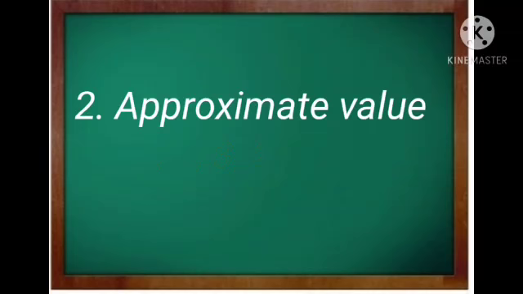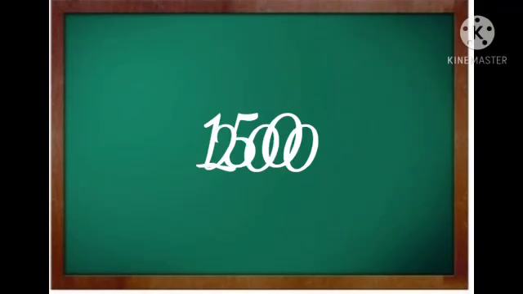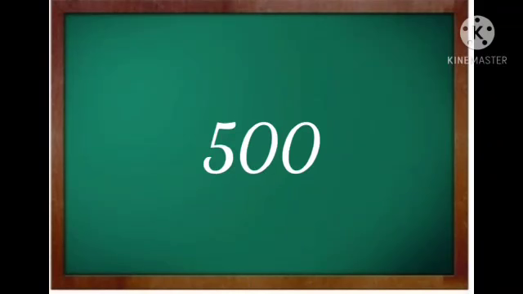Now the same thing for approximate values, the opposite one. Just imagine you have a birthday or marriage celebration in your family. How many guests may arrive at the party? Can you say the exact number of guests who will arrive? We can't say that, right? In that situation, we say around 150, 200, 400, 500, 1000.